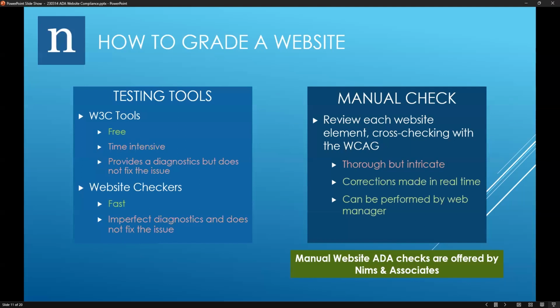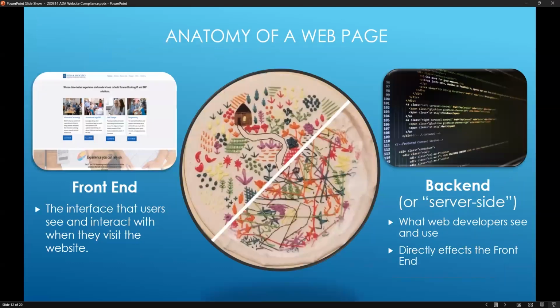Manually checking websites is often the best way to check the ADA guidelines and conformance of a website. It's thorough, but it is an intricate system as you go through each guideline with each element. However, corrections can be made in real time as you are reviewing the code, and this can be done by yourself if you have the technical know-how, or by a web manager, like services we offer at Nims and Associates.